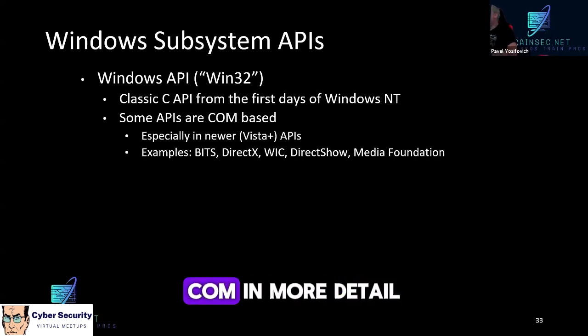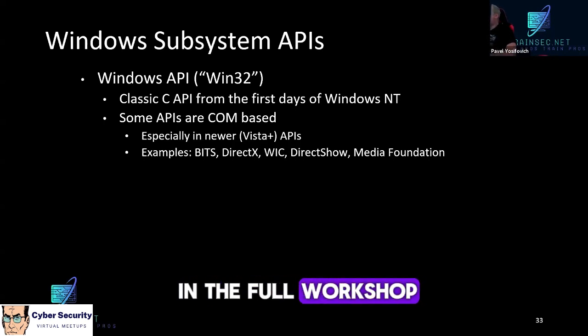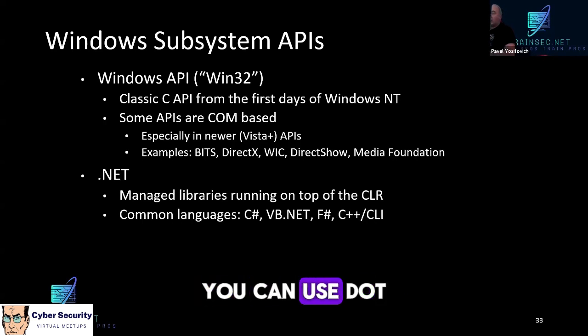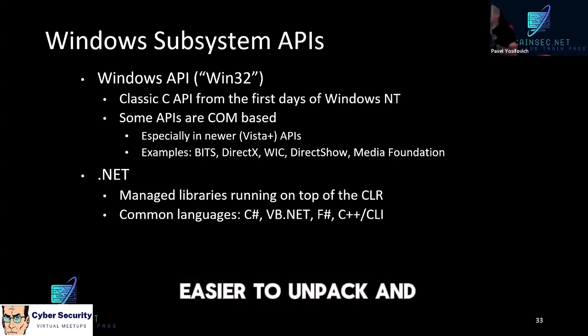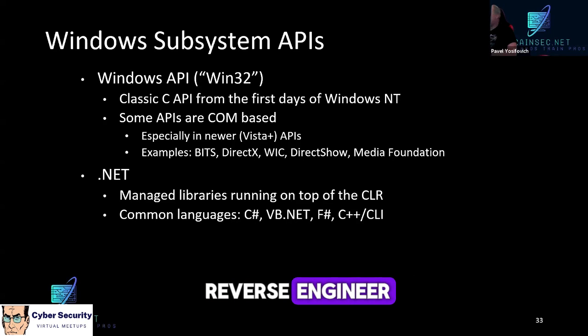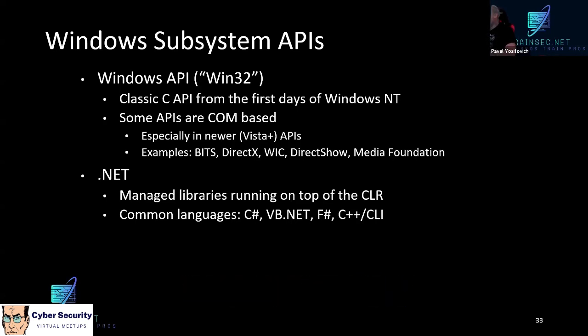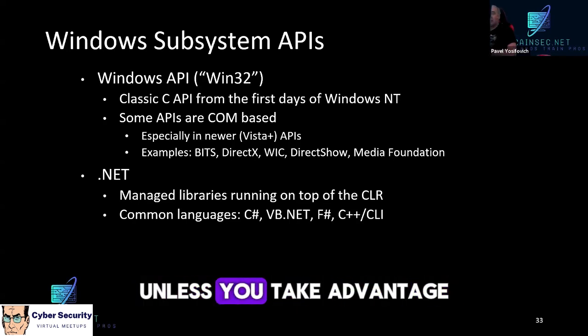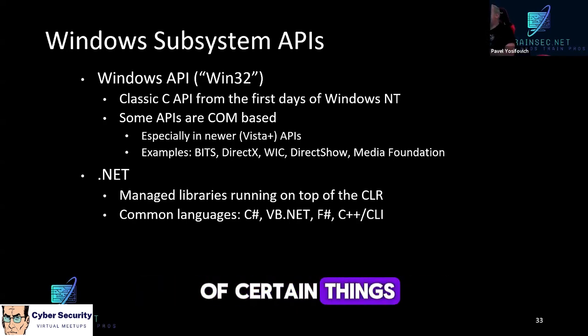We'll discuss COM in more detail in the full workshop. And then there are other options. You can use .NET, for example, to write malware. You can do that because .NET is really just, for one way of looking at that, a wrapper around the Windows APIs. However, .NET is easier to unpack, demangle and reverse engineer, so it's usually not being used for real scenarios in most cases, unless you take advantage of certain things you find on a machine, such as a PowerShell engine.